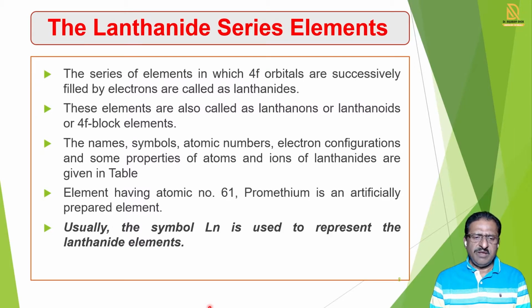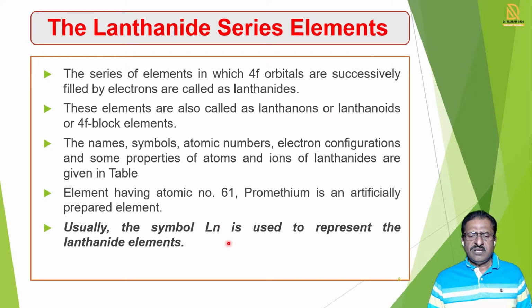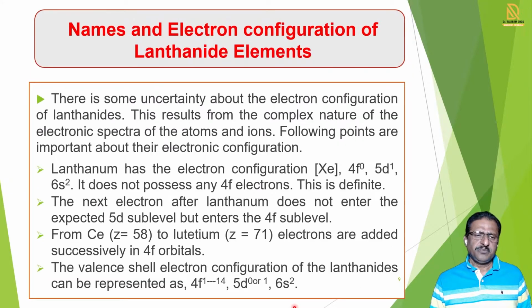Their names, symbols, atomic numbers, electronic configurations, and some other properties are given in a table. We see this table on the next slide. All the lanthanides are shown by the general symbol Ln. Ln means lanthanones, and there are 14 elements. This is the general symbol, and within it there are different lanthanide elements, which we see in detail.